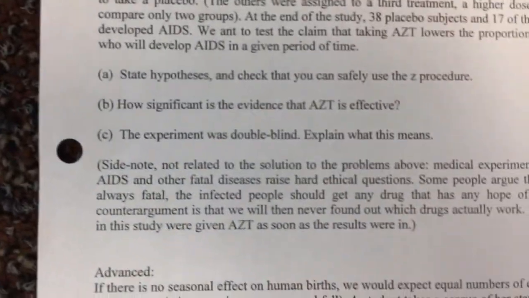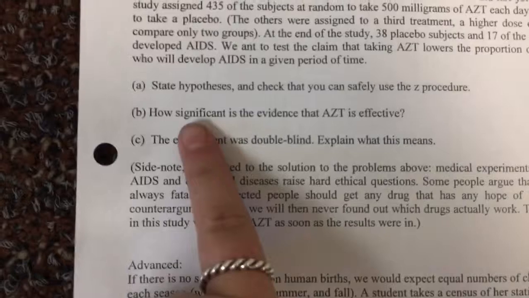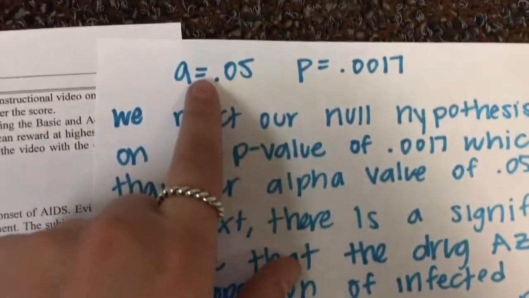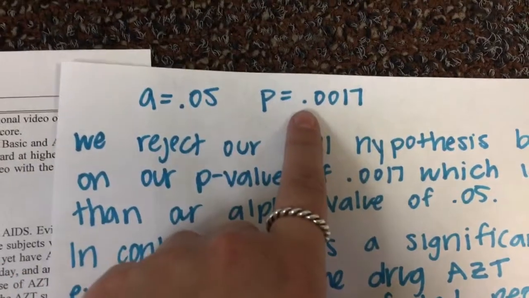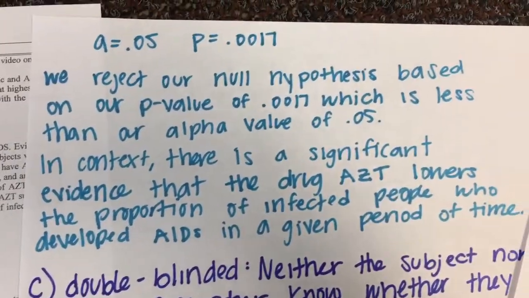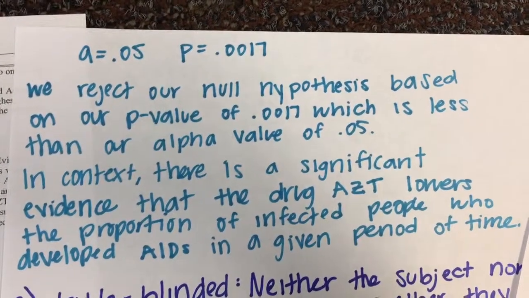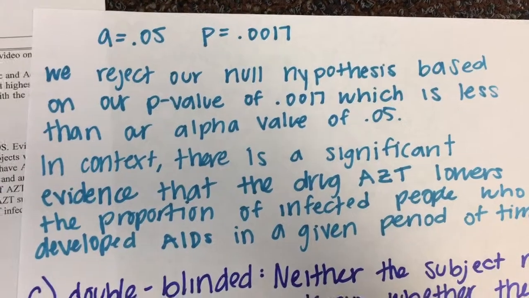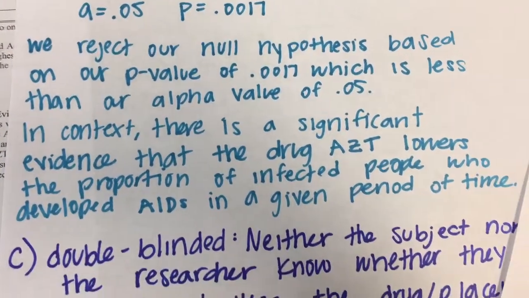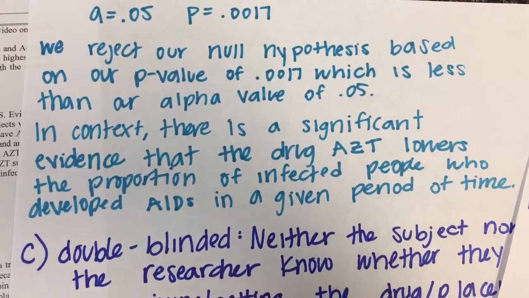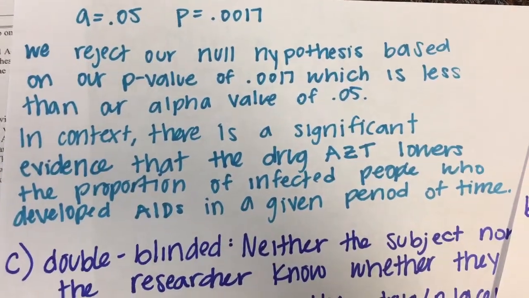Then going on our Z table, we get that negative 2.926 corresponds to 0.0017. We aren't done with part B, so it wants to know how significant is the evidence. So we continue with our alpha value of 0.05 and our p value of 0.0017. We can say that we reject our null hypothesis based on our p value of 0.0017, which is less than our alpha value of 0.05. In context, there is significant evidence that the drug AZT lowers the proportion of infected people who develop AIDS in a given time period.